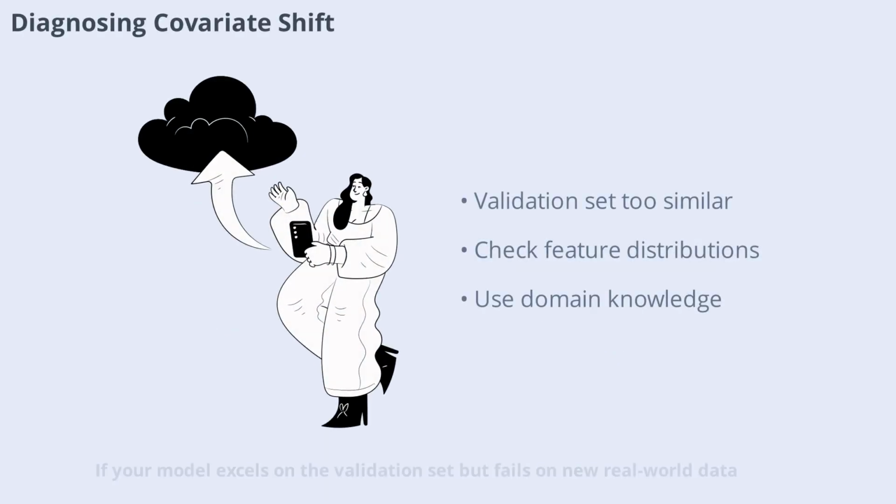If your model excels on the validation set but fails on new, real-world data, covariate shift is a likely culprit. This means your validation set was too similar to your training data. To diagnose, compare feature distributions across datasets and use domain knowledge to ensure your data is truly representative.